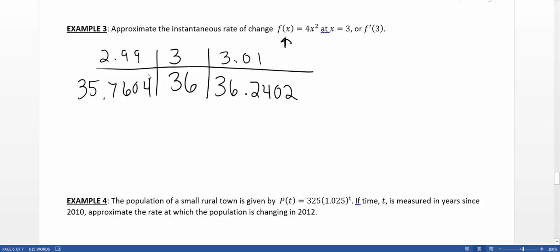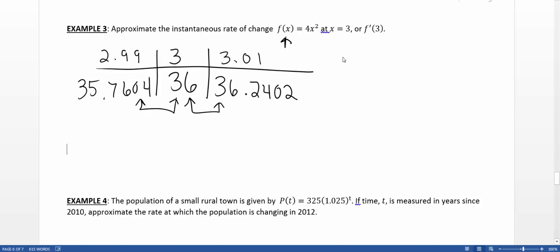So here, I've made the decision to round to 4 decimal places. Generally, that's safe. You always want to keep at least 3 to avoid rounding error. So now that I have the functional values, I need to do the average rate of change to the left and the average rate of change to the right.